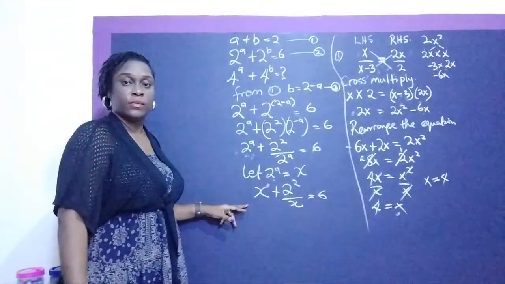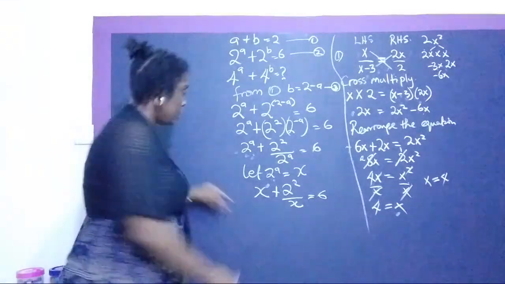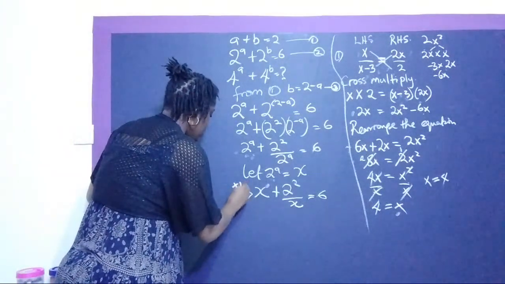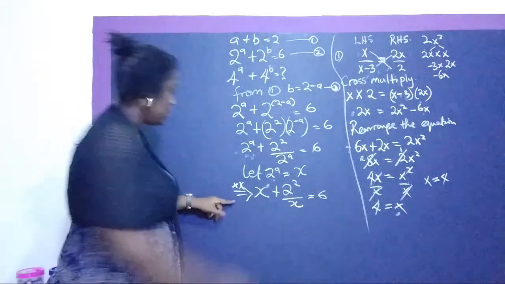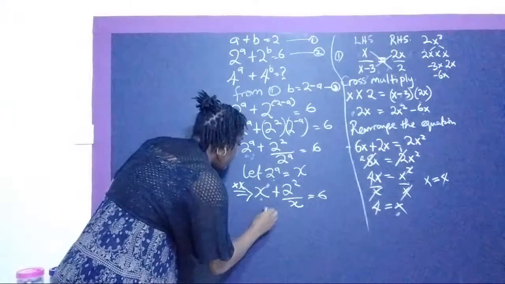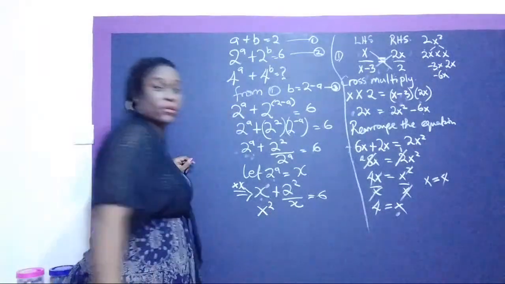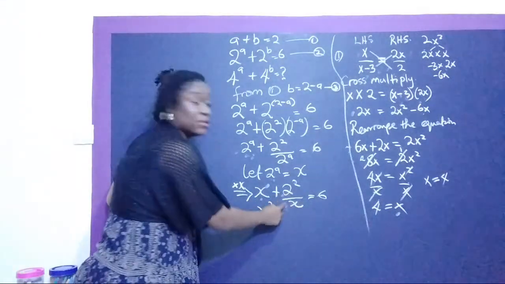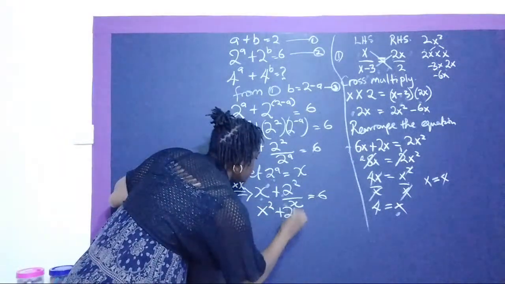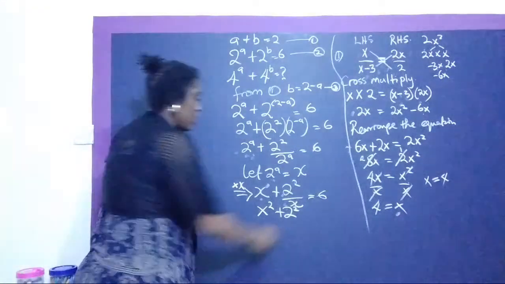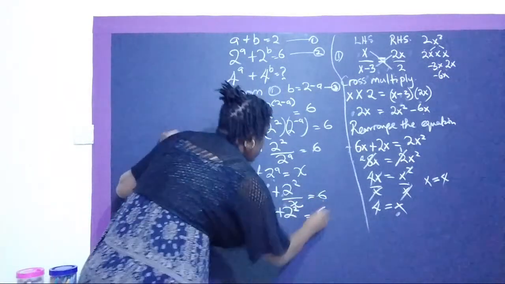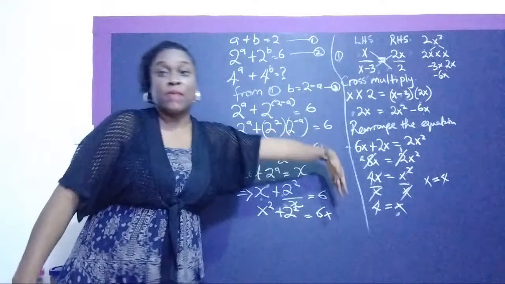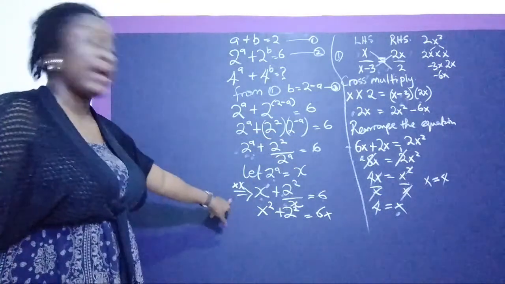So, what do we do? We'll multiply through this equation by x. If I multiply this by x, what will I have? I'll have x squared. If I multiply here by x, it will cancel out this x, giving me what? 2 raised to power 2, okay? If I multiply this side by x, it will give me 6x. We multiply both the left-hand side and the right-hand side by x.